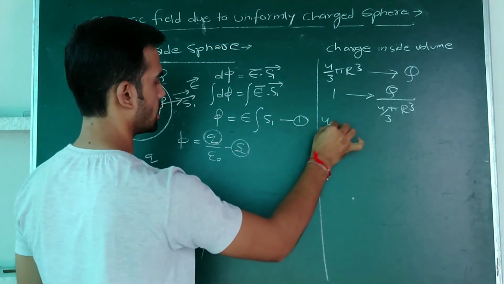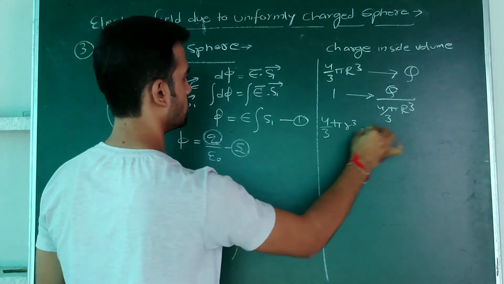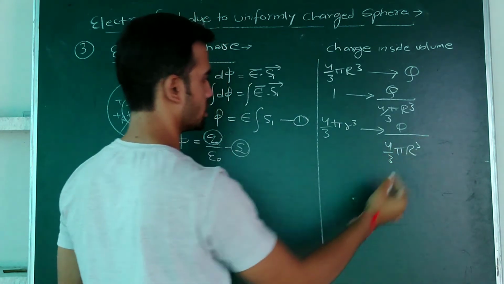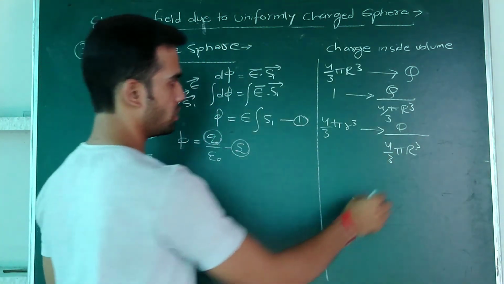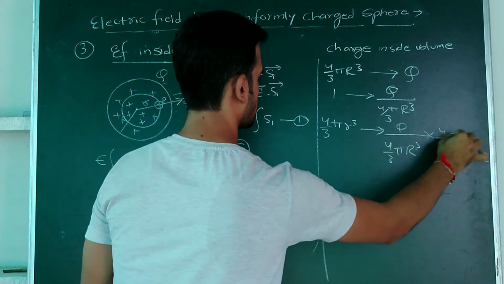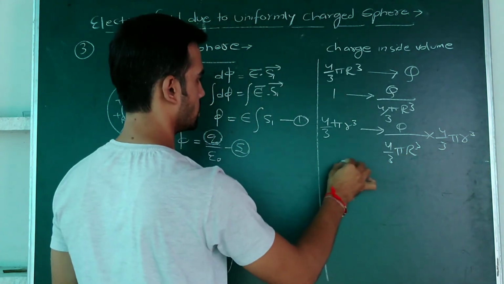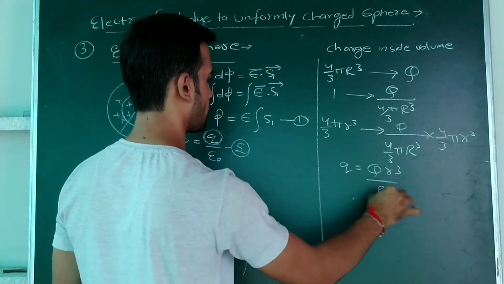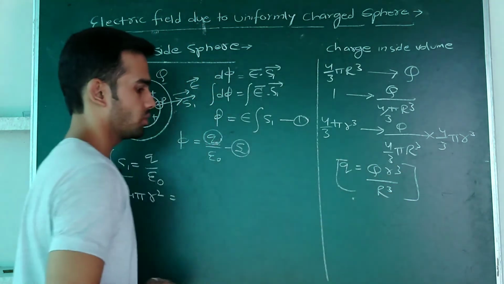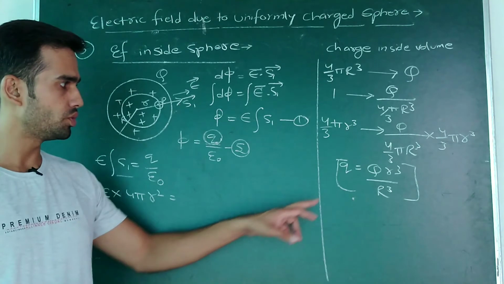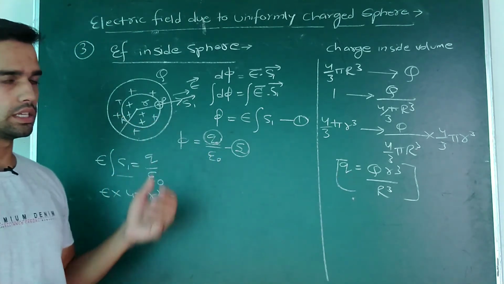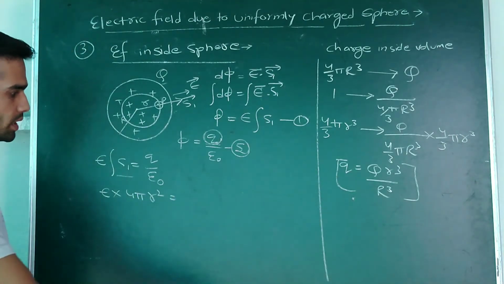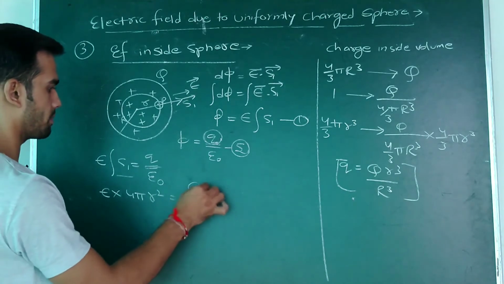So we can write here 4 by 3 pi small r cube. The value becomes Q upon 4 by 3 pi capital R cube. This is the charge inside a unit volume, and we want to calculate the charge present in this volume. So the value of small q becomes capital Q small r cube divided by capital R cube. Okay, so first of all, in this case especially, you have to calculate the charge which is enclosed within the Gaussian surface.